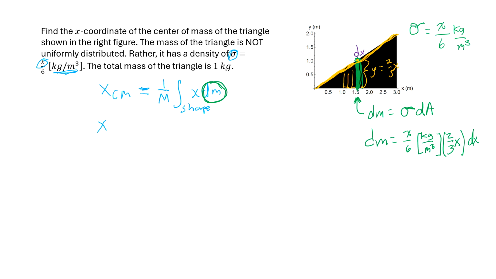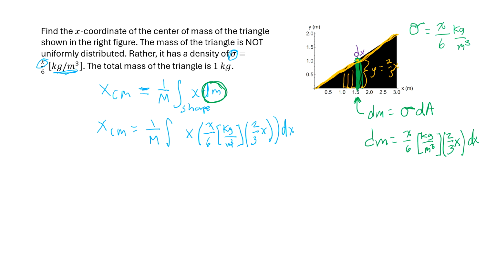x_cm is equal to 1 over the mass, where we integrate, and I'll come back to the boundaries here, x dm. So dm is x over 6 kilograms per meter cubed. I'll keep the units attached. Times 2/3 x, and then our friendly dx to finish the integral.